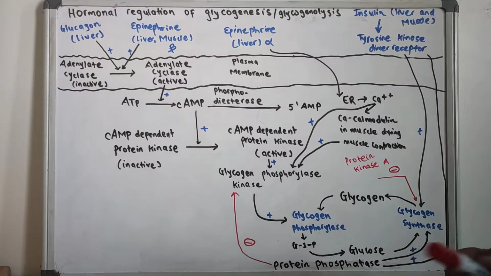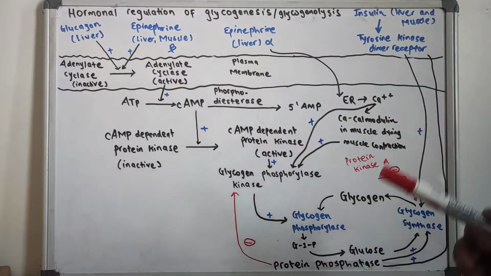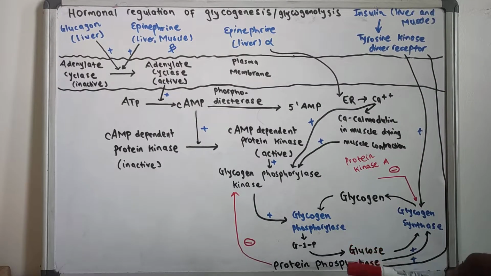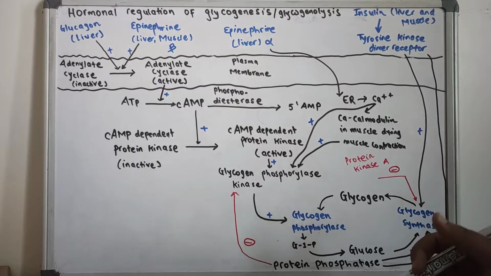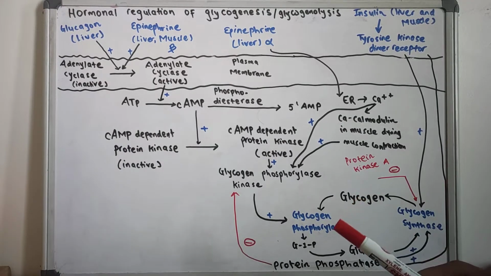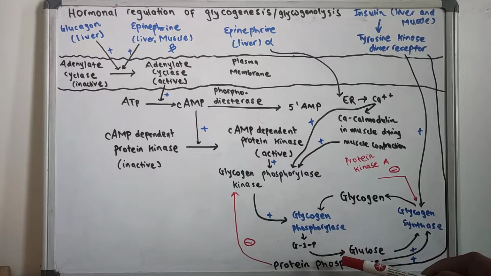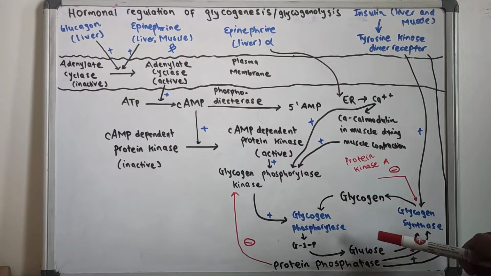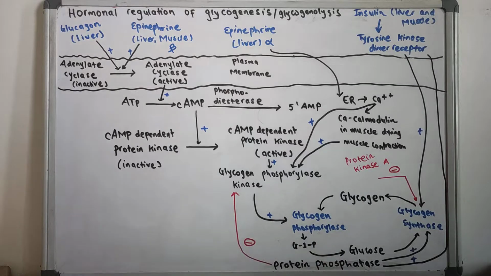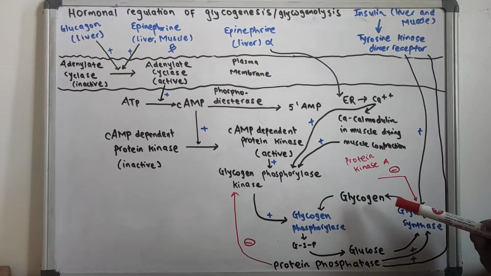Now we'll talk about the hormonal regulation of glycogenesis and glycogenolysis, or the hormonal regulation of glycogen metabolism. Before starting, I want you to know the details of the glycogenesis and glycogenolysis steps. Glycogen is metabolized by glycogen phosphorylase into glucose 1-phosphate, and ultimately it is converted to glucose. Whereas glucose, upon the action of glycogen synthase, is converted to glycogen. There are various other steps that occur in this conversion of glycogen to glucose and glucose to glycogen.